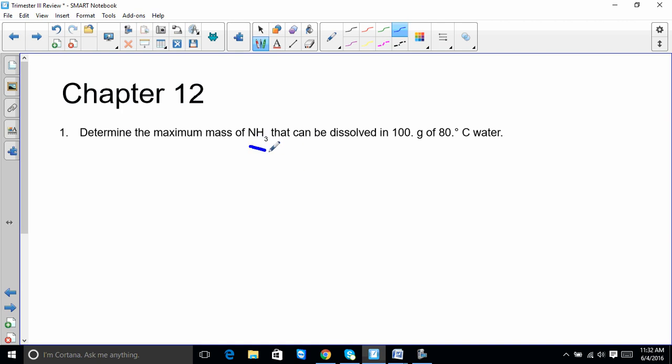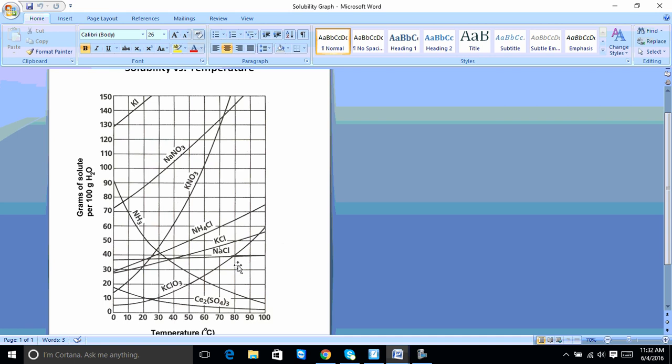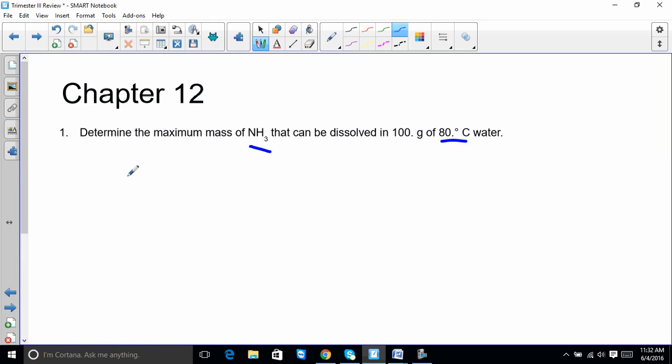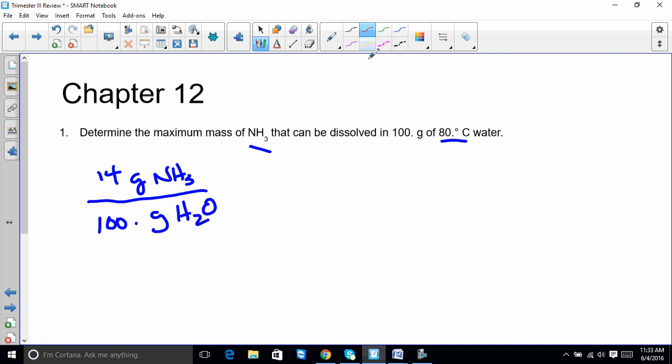First thing you do is you underline the substance and you underline the temperature and you read the graph. So the substance is NH3 and it's 80. You come over here and you find 80 and you find NH3, which is right here. Where does NH3 cross the 80 line? Right here, where this little plus is. And I see about 14. So now the first thing I have to write down is 14 grams of NH3 will dissolve in exactly 100 grams of water.